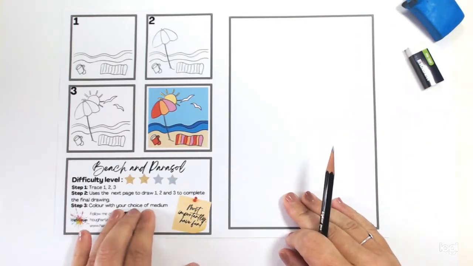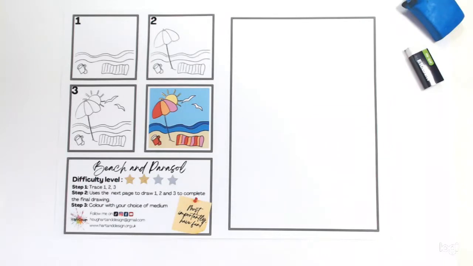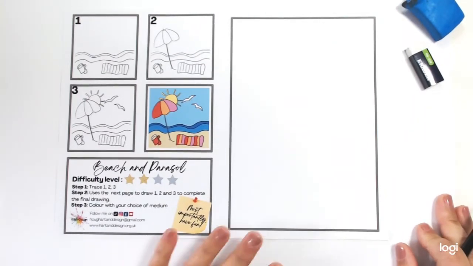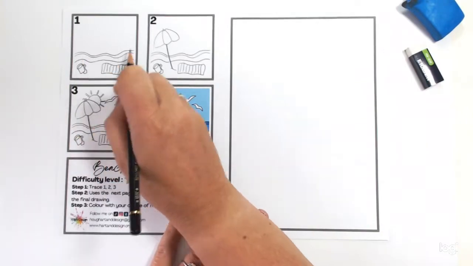It says here, color with your choice of medium. The other 4 videos, I show you how to color with colored pencils, watercolors, acrylic paints, and pastel pencil. And I may even at some point also do like marker pens, like Sharpies type of thing. Okay, so we'll see. Now, to get started, you are to trace over 1, 2, and 3.